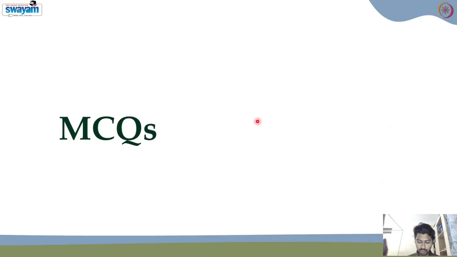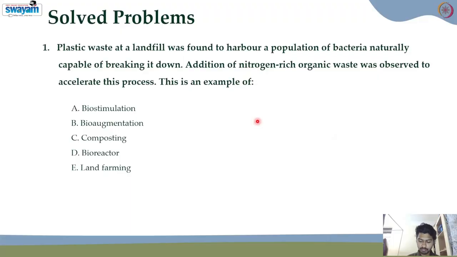So the first MCQ is: a plastic waste at a landfill was found to harbor a population of bacteria naturally capable of breaking it down. The addition of nitrogen-rich organic waste was observed to accelerate this process. So this is an example of option A, biostimulation; option B, bioaugmentation; option C, composting; option D, bioreactor; option E, landfarming.